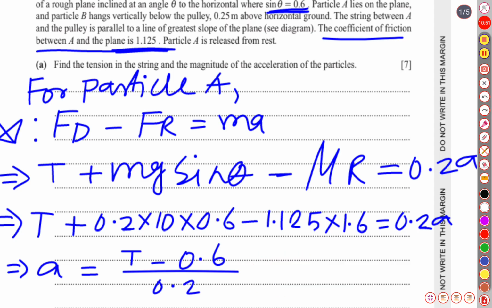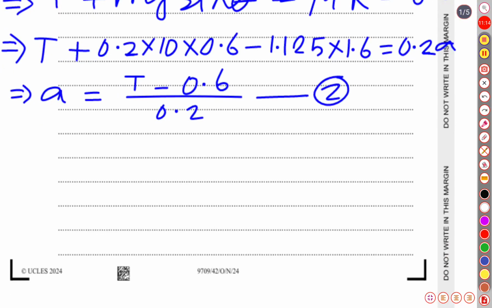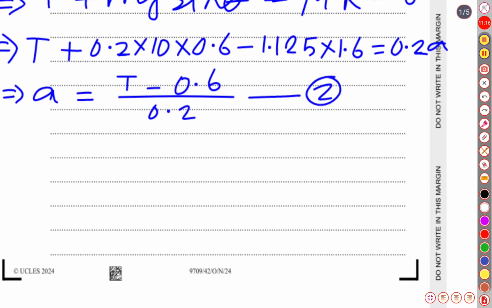We may leave this as equation number 1, and initially we realized that there will be two equations because we are going to find two simultaneous values. That's why we have to form two simultaneous equations. Well, for particle A we have completed so far. Now for particle B, the next equation will be formed for particle B.